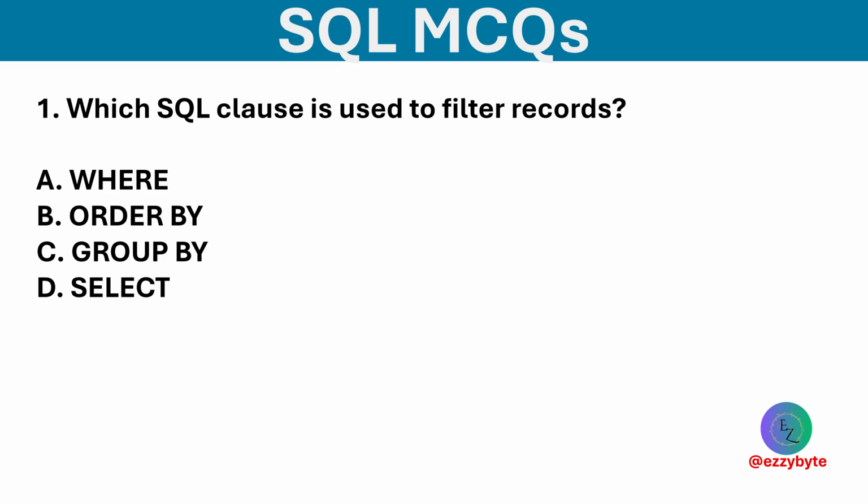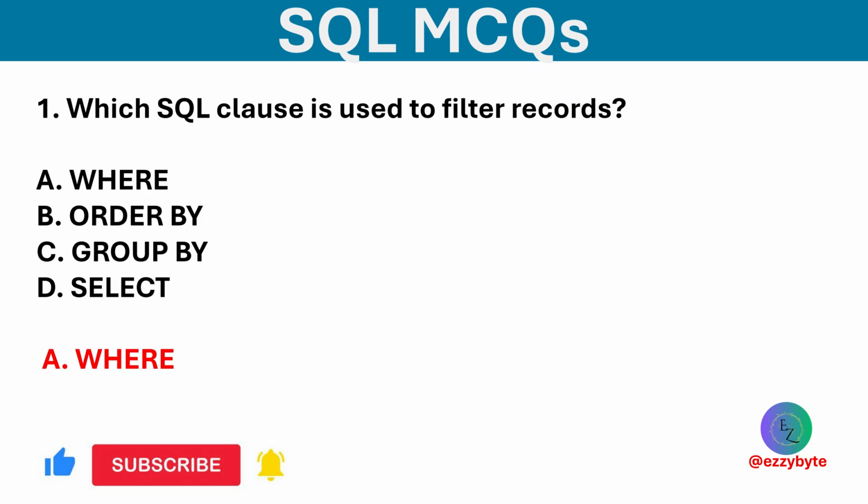Which SQL clause is used to filter records? Options are where, order by, group by, and select. Option A is correct. Where filters rows based on a specified condition.